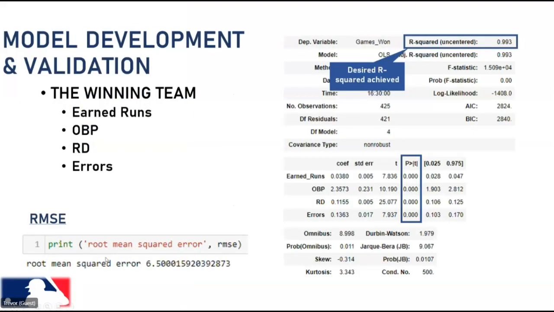Once we developed the model that we thought was the most efficient, and ran through a whole bunch of periods of time using our variables with offense and defense, we found that the best formulator for a model was using earned runs, on-base percentage, run difference, and errors. And as you can see, we achieved a desired R-squared value of 0.993, and all of our p-values are less than 0.5. And when we run our root mean square error, we find that on average across all the time periods, using these variables, there is a difference of 6.5 games when we do our analysis.